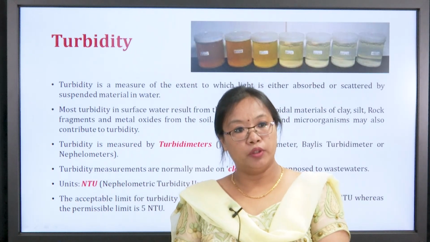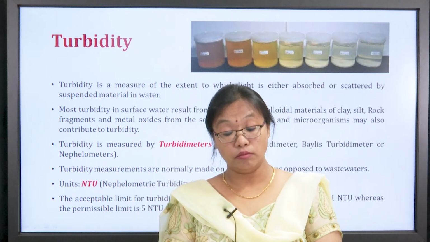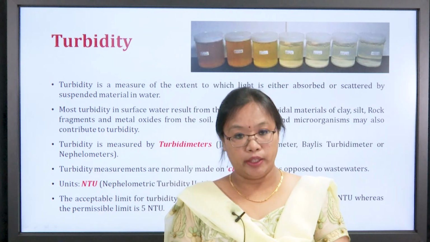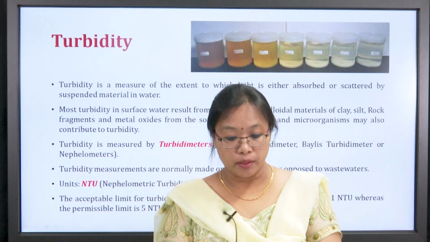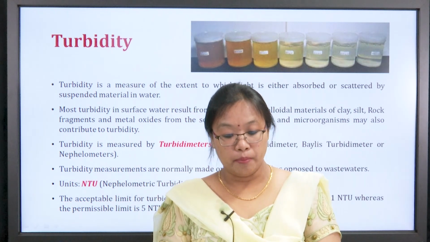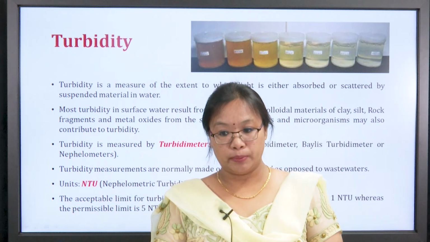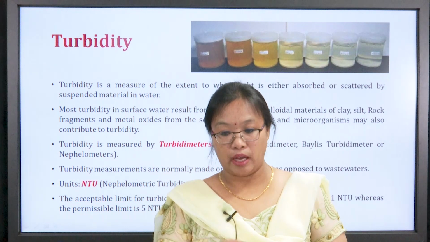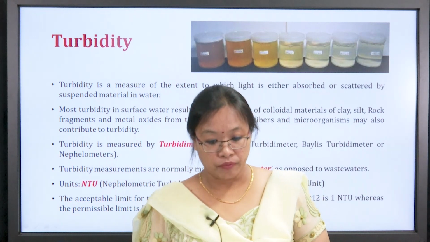Now, let us come to the second physical characteristic of water, that is turbidity. Turbidity is obviously related to suspended solids. So, what exactly is turbidity? Turbidity is a measure of the extent to which light is either absorbed or scattered by suspended materials in water. So, if you have suspended material in water like clay or some type of sand or gravel, that is going to look turbid, that is going to look dirty, like dirty dishwater, right.